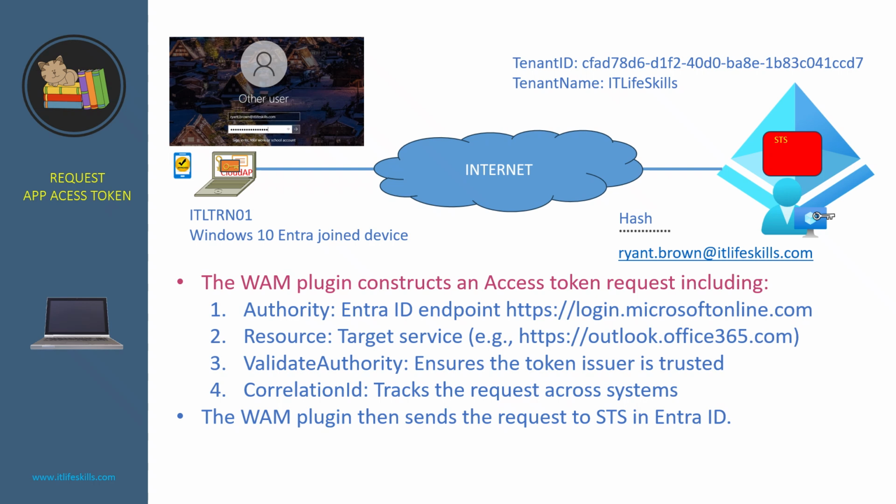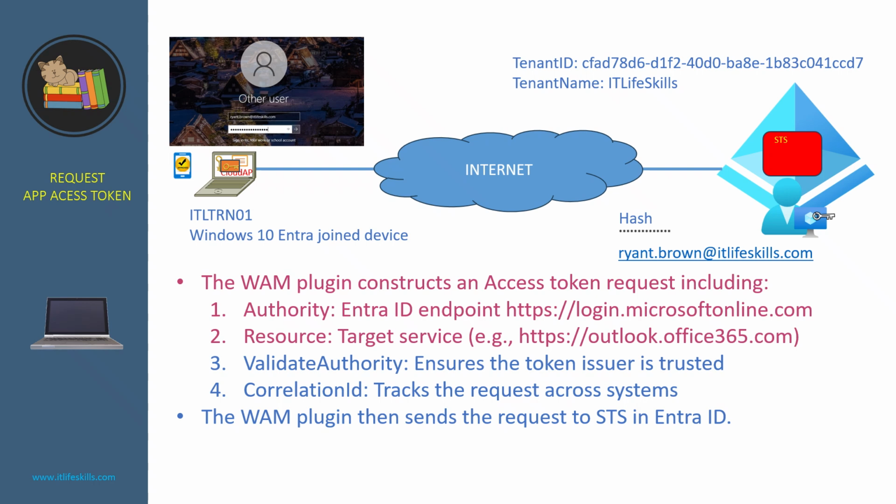The first component is authority. The authority tells WAM where to send the token request by specifying the token issuing endpoint of Microsoft Entra ID. It may include a tenant ID or domain for multi-tenant apps. The second component is the resource. The resource identifies the target service the access token is intended for. This is the audience claim in the token, which the resource server uses to validate the token.